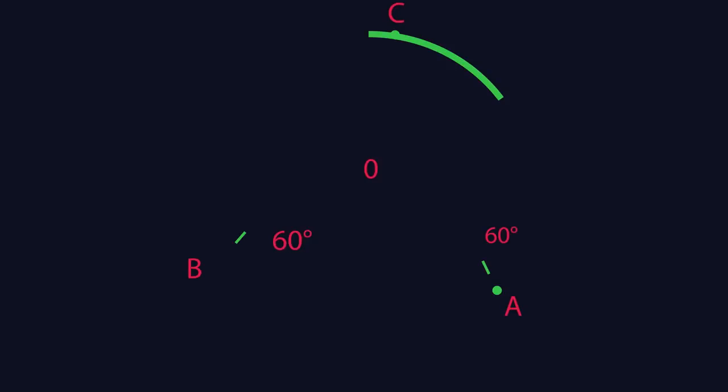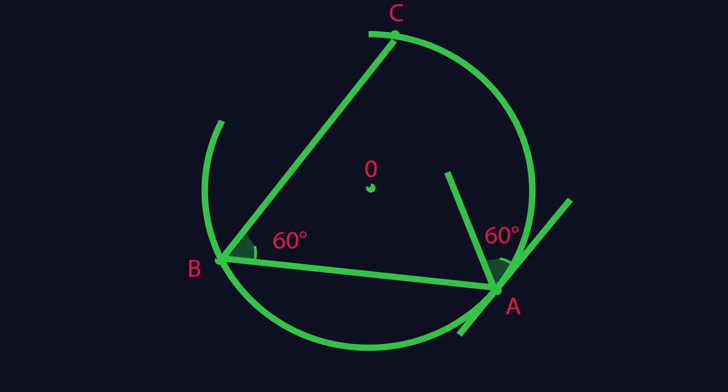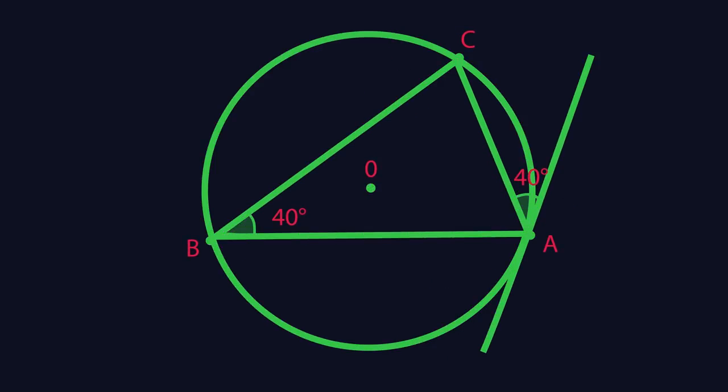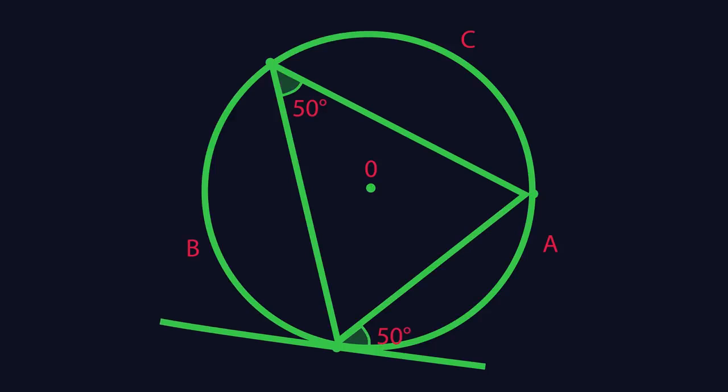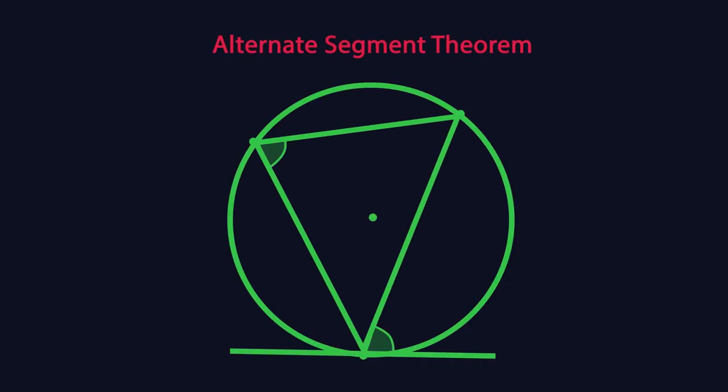Can you see what's happening with the angles? This theorem is known as the alternate segment theorem. The angle between a tangent and a chord is equal to the angle in the alternate segment.